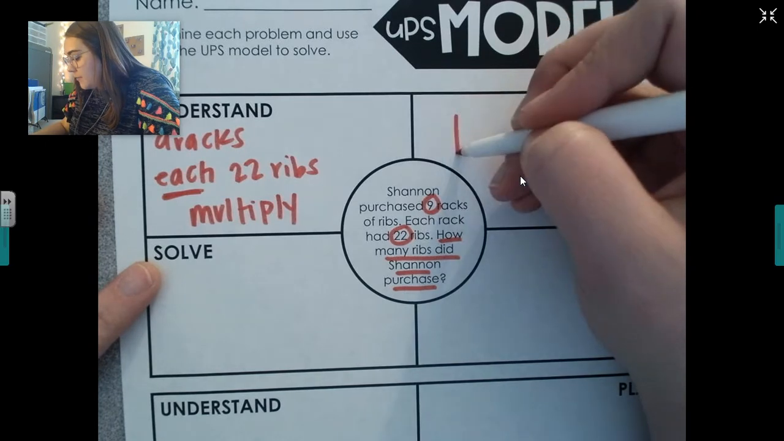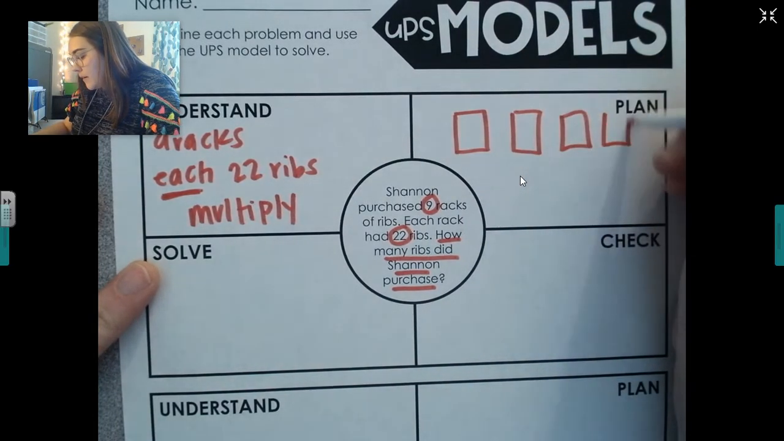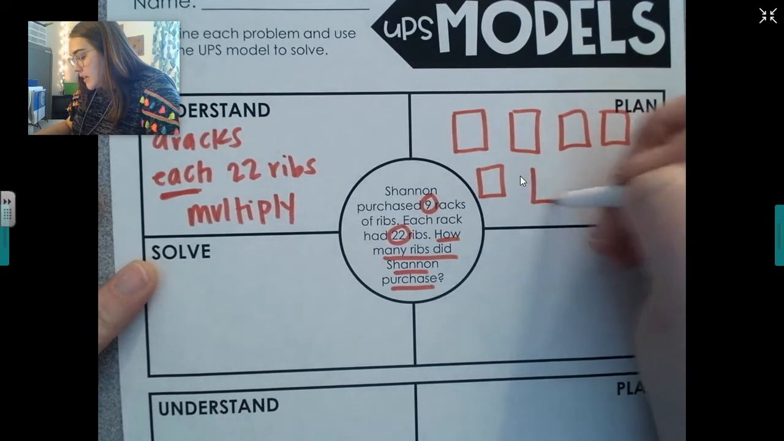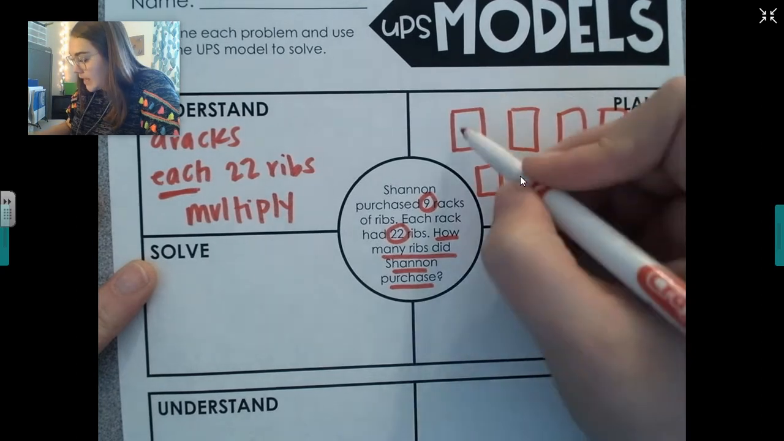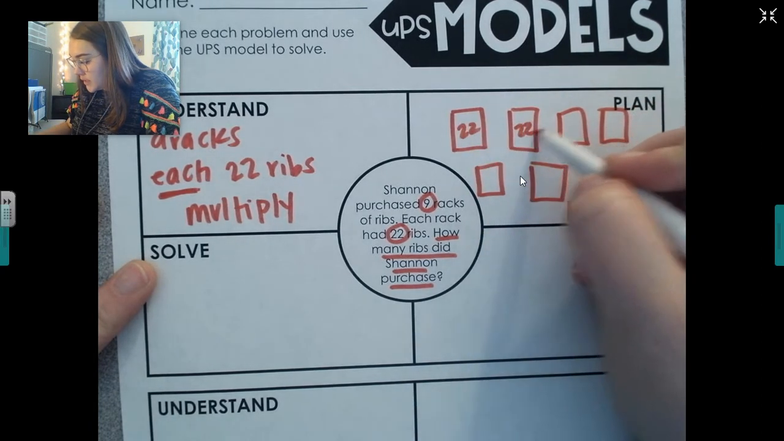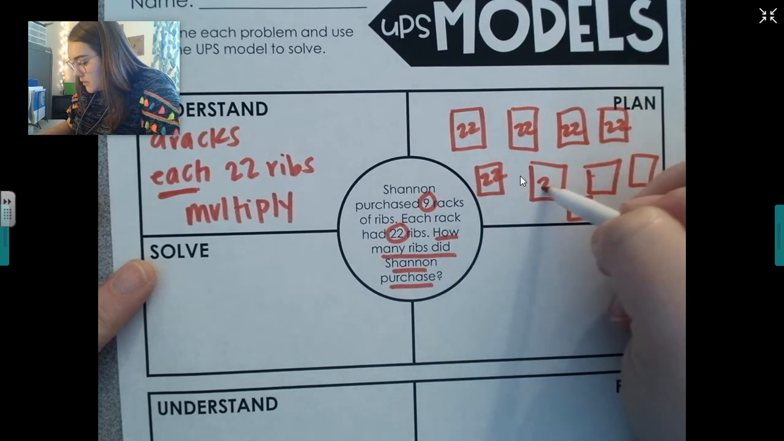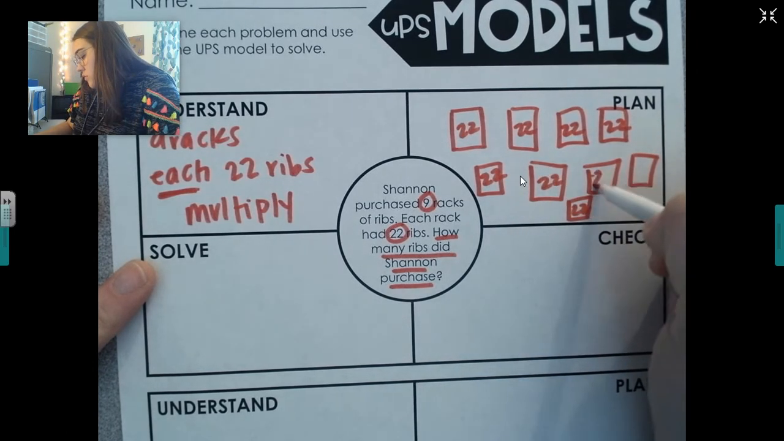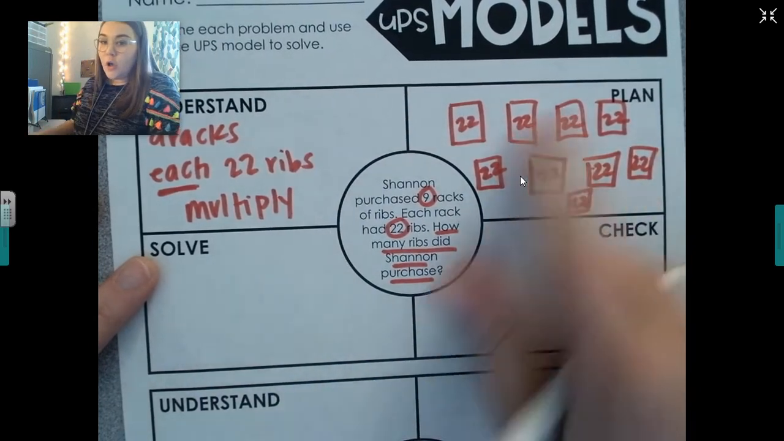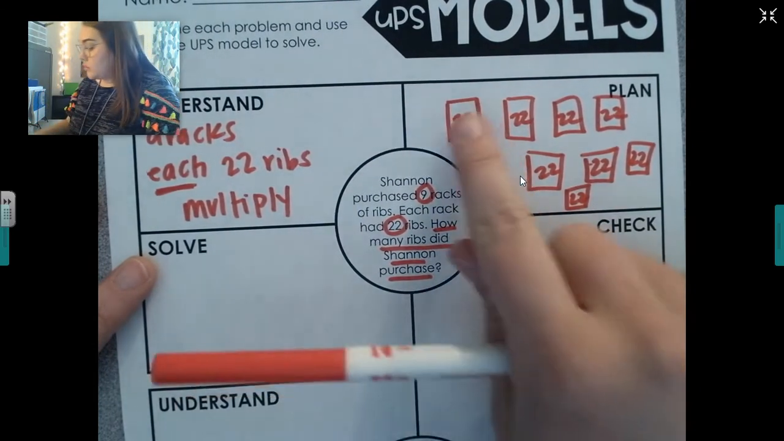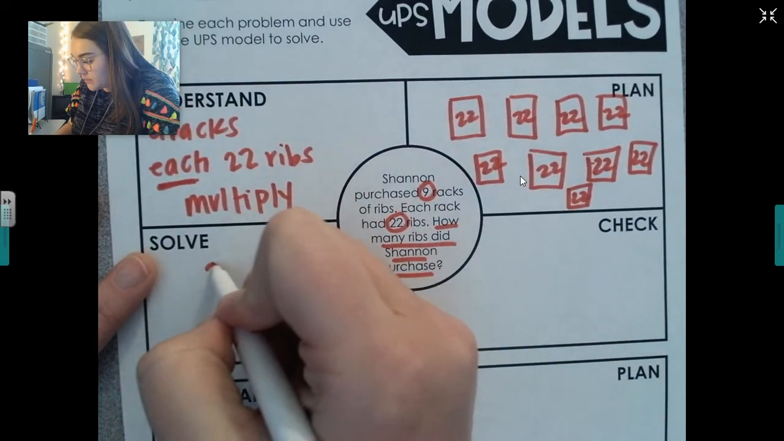So if I have, these are my racks of ribs, 1, 2, 3, 4, 5, 6, 7, 8, 9. Each rack of rib has 22 ribs on it. That's a lot of ribs. How many ribs did she purchase altogether? So I could go through and count 22 for each of these, or I could just multiply. So now I'm going to solve it.